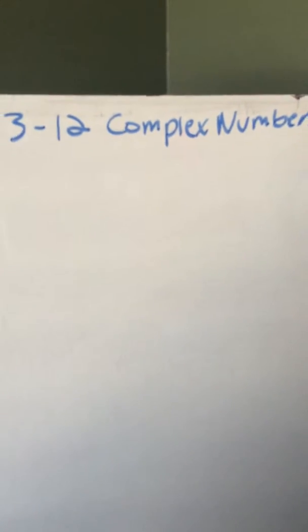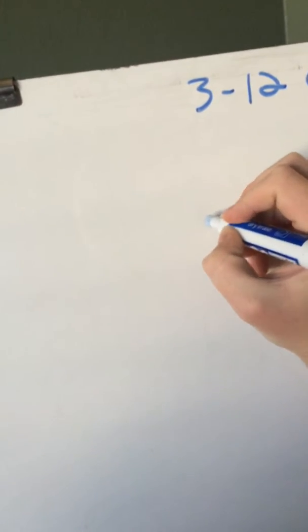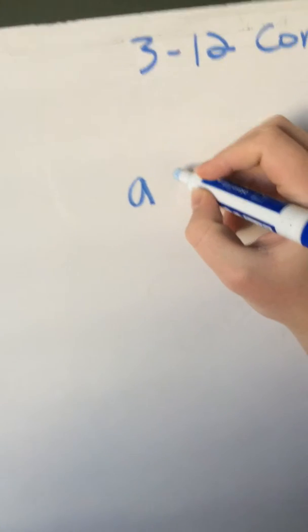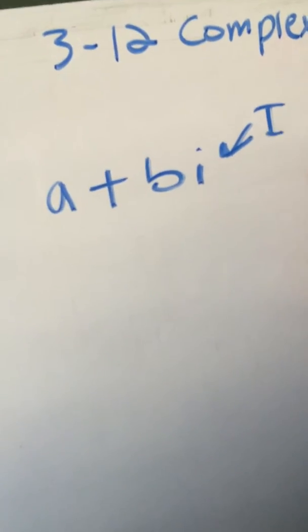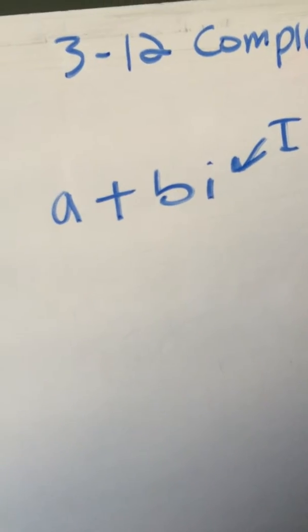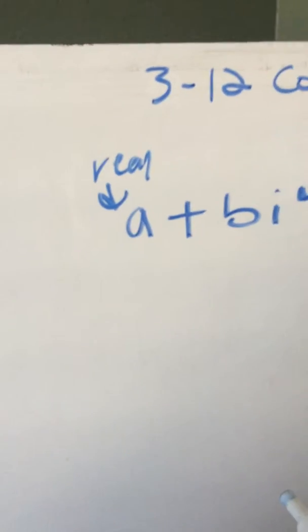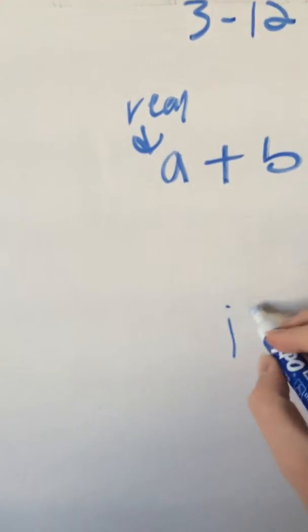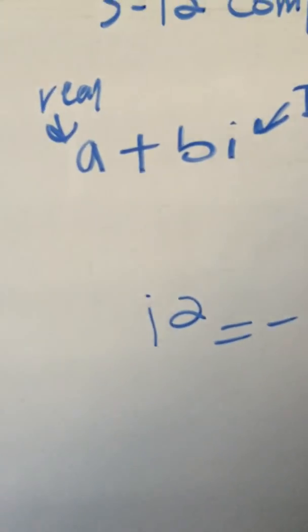Hi, I'm Gleason. Today we're doing 312 complex numbers, and there are two big ideas. Complex numbers have one real part and one imaginary part, which is a plus bi, and the i is the imaginary part. While bi is imaginary, the a is the real part, a real number. The second big idea is that i squared always equals -1.